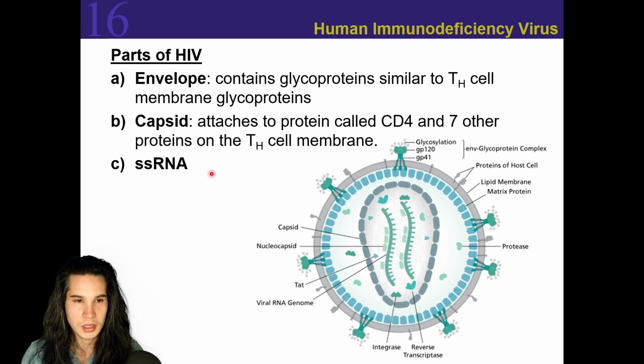So just breaking down parts of HIV, it's got an envelope which has glycoproteins similar to T cells. And the reason why it's able to interact so well is because of its similarities. Within its capsid, it actually has a protein that attaches to a protein that you're specifically going to find on Th cells called CD4, as well as 7 other proteins on the T cell membrane. So it specifically targets one type of cell, which happens to be an immune cell.